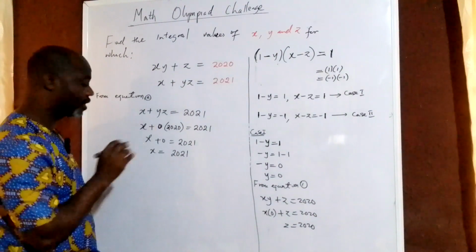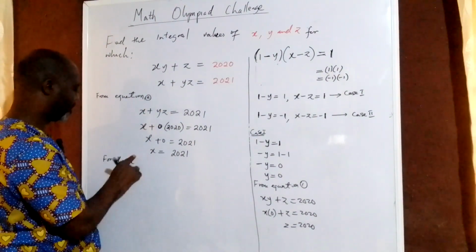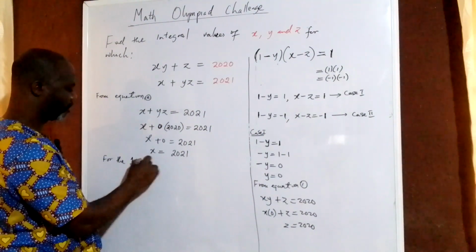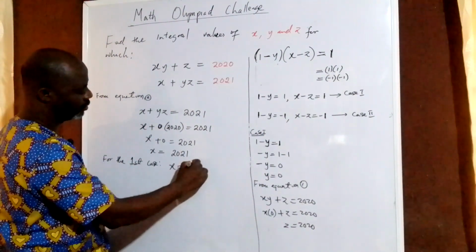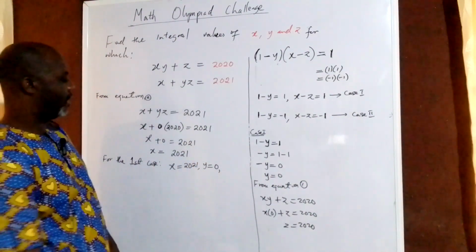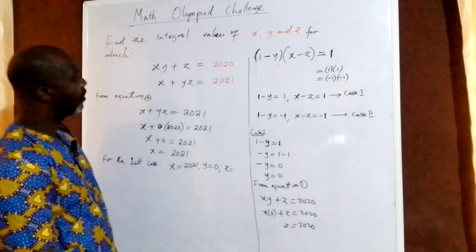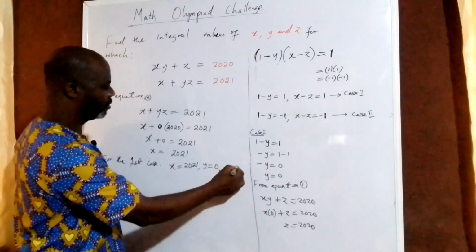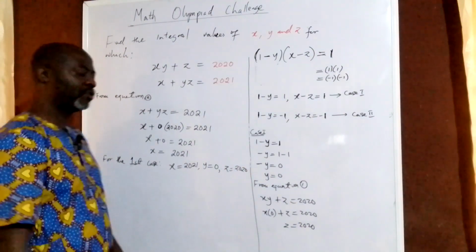Therefore, for the first case, x is 2021, y is 0, and then z is 20. What's the value of z? 2020. Good. Now let's move over to case 2.